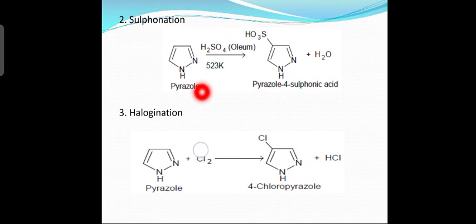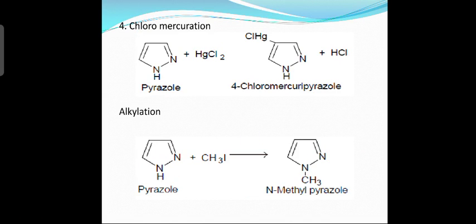Next is sulfonation. Pyrazole reacts with sulfuric acid in the presence of oleum at 523 Kelvin. Pyrazole 4-sulfonic acid is formed. Next is halogenation. Pyrazole reacts with chlorine to give 4-chloropyrazole. You can see here the fourth place chlorine. Next is chloromercuration. Now in chloromercuration, pyrazole reacts with mercury chloride, giving 4-chloromercurypyrazole. This is the equation.